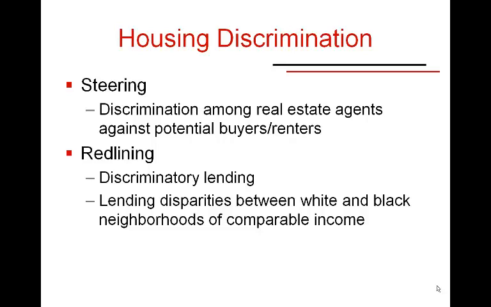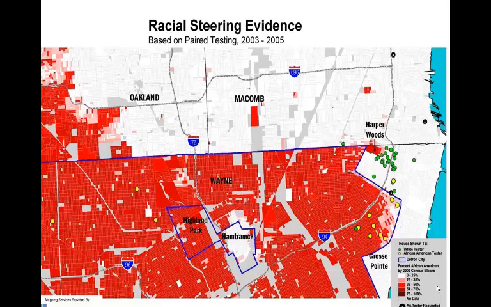The current manifestations of this include stark lending disparities between black and white neighborhoods of comparable income and between black and white applicants, even if they have, again, comparable income level. Here is a map from another audit test, this one looking at paired testing for steering in the Detroit metro area. Green dots are white testers in white areas, as designated by the white colored background, and black testers are in yellow dots. And you can see that blacks are shown more properties in red areas, which are the higher proportion black tracts.